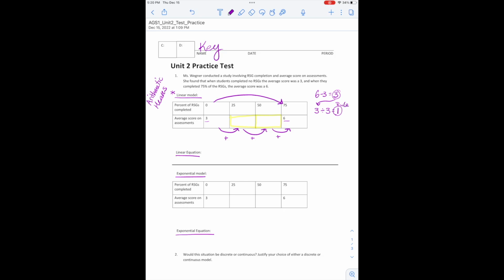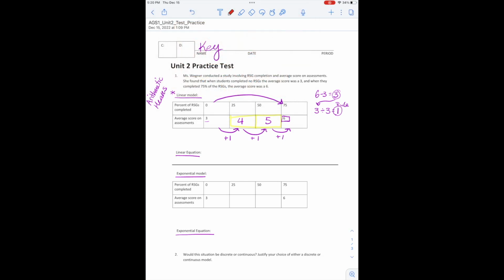So let's go ahead and fill it in on each of our jumps. And we'll be able to add 3 plus 1 to get 4, 4 plus 1 to get 5, and 5 plus 1 to get 6. We've now filled in the table, and everything's looking pretty great until we get to our equation.